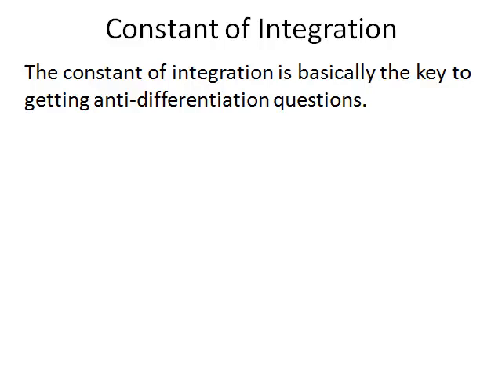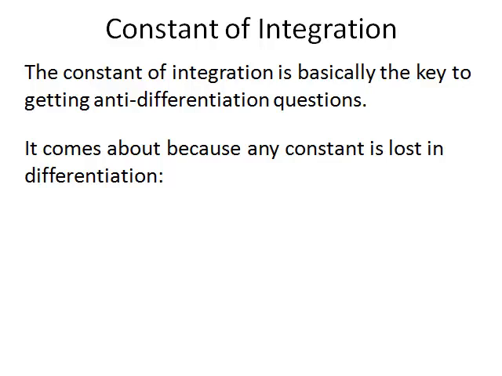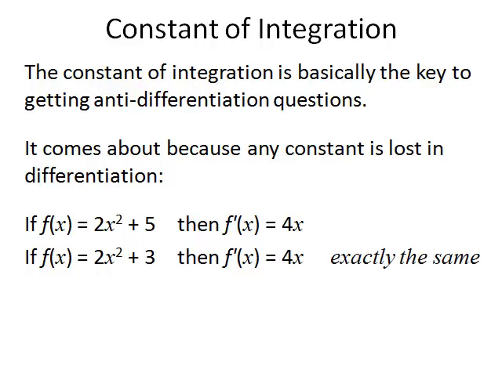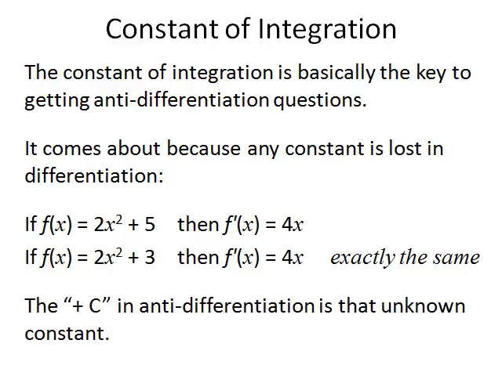The constant of integration at the end, the c, is basically the key for most anti-differentiation questions and all the ones that achieve leveling. It comes about because any constant is lost when we differentiate. If I take a function, 2x squared plus 5, and differentiate it, then 2 times 2 is 4, and I lose 1 power, and my constant disappears. If I take a very similar function, 2x squared plus 3, 2 times 2 is 4, and my 3 disappears, I get exactly the same gradient function. So I can't tell, once I've differentiated, what my constant was. And that's what the plus c means. It is that unknown constant.